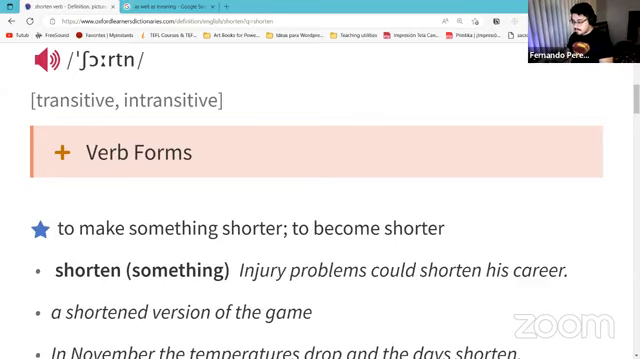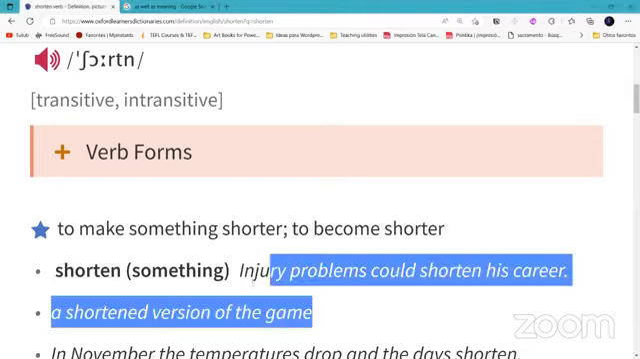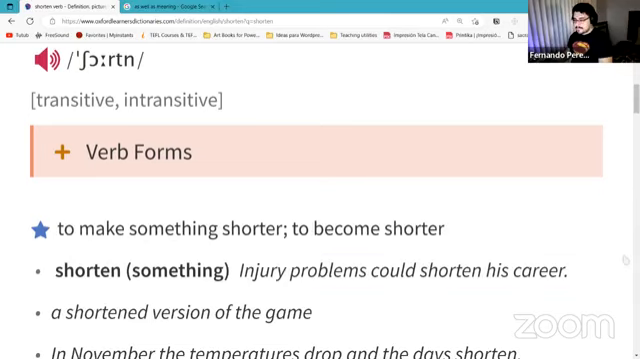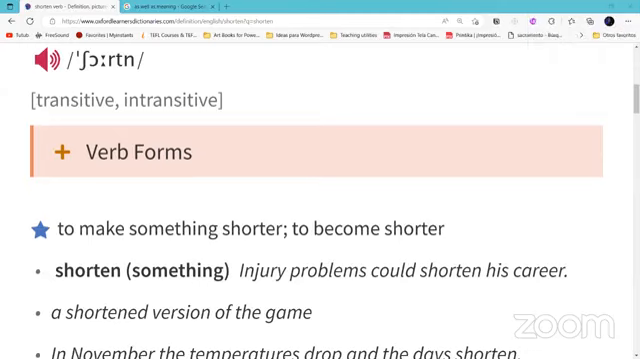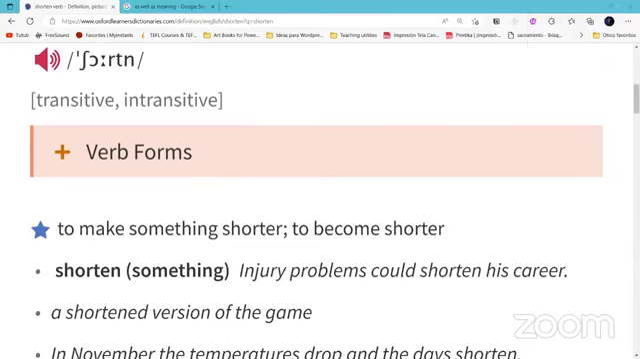A short version of the name. Okay, okay. Do you understand? I think so. For example, you can take a shortened highway to arrive early.